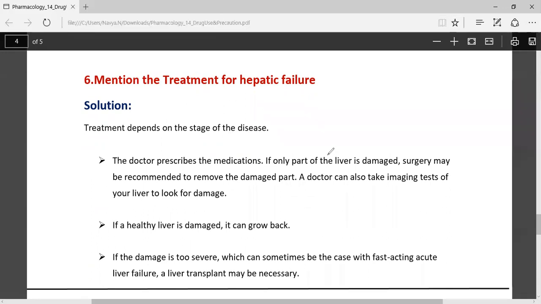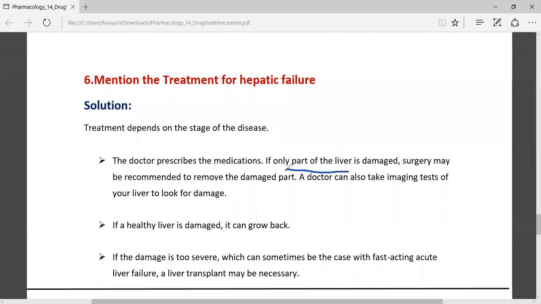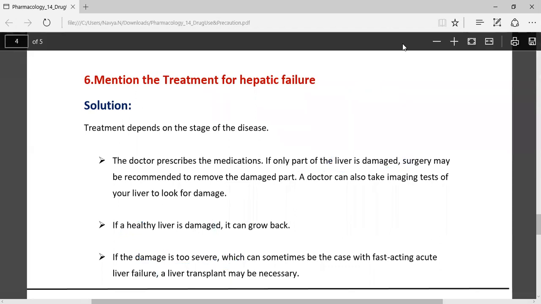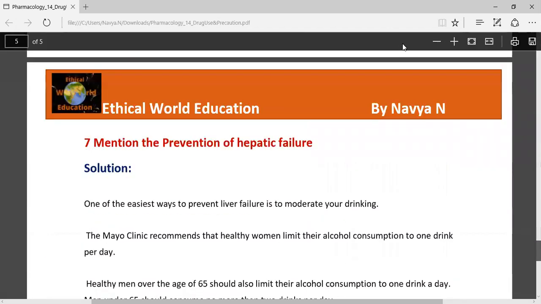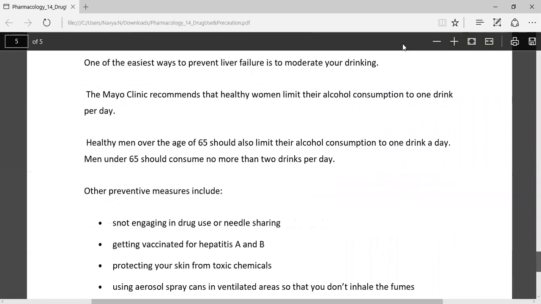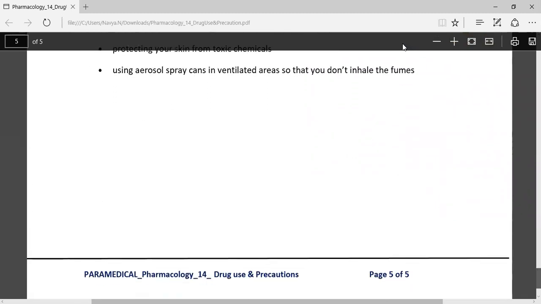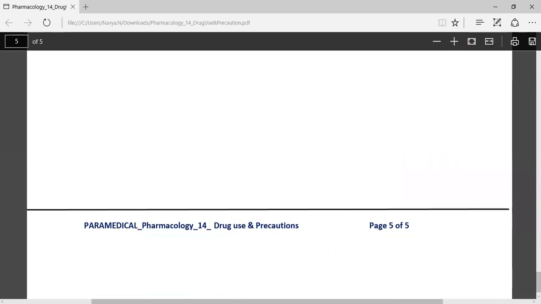If only part of the liver is damaged, then they have to go for surgery. If a healthy liver is damaged, there is no need for surgery, and it can grow back easily. If it is too damaged, then they have to go for a liver transplant. We have discussed this, and also the prevention methods, that is, protection of the skin from toxic chemicals. That completes the chapter.